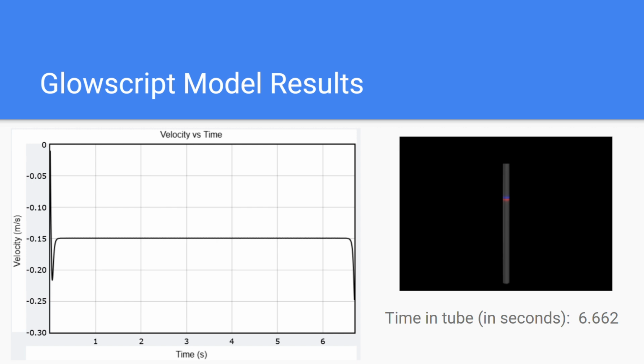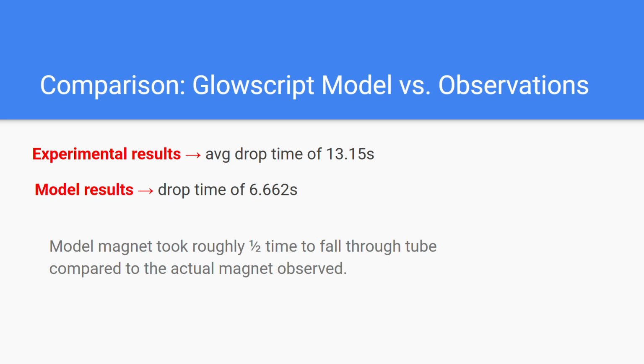fall was 6.662 seconds. So to compare, the experimental results showed the magnet taking 13.15 seconds to fall through the tube, whereas the model results predicted the magnet to fall in about half the time, in 6.662 seconds.